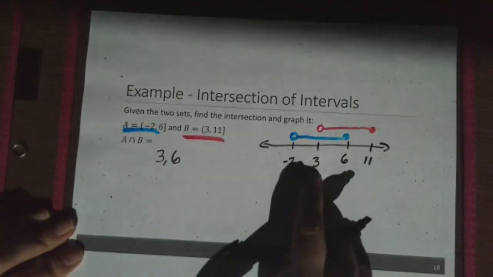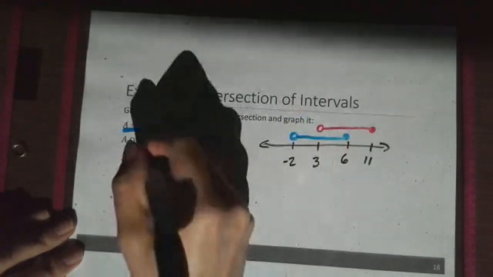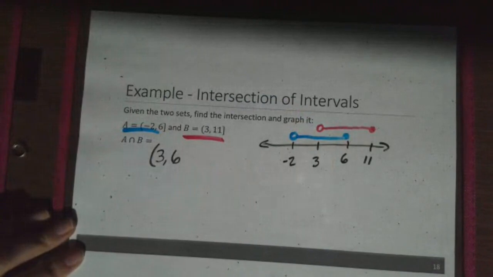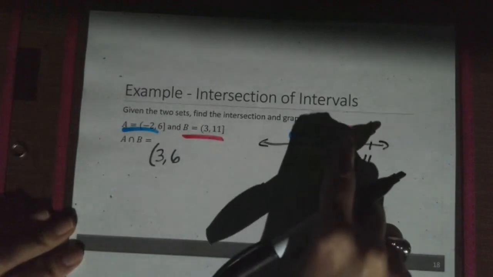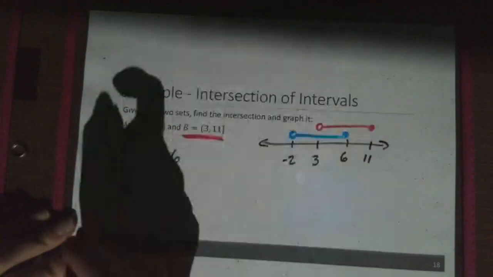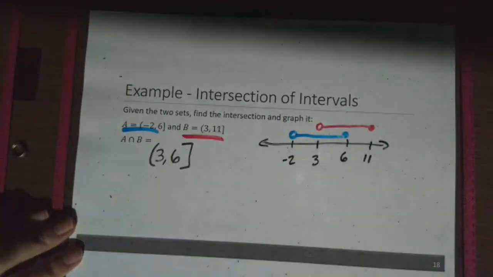This time, 3 is not in red because open circle. If it's not in red, then it's not in both blue and red. So we're going to use parentheses. Whereas 6 has a closed circle, and the line indicates a closed circle. So 6 is in both. So we will have a bracket on the 6.